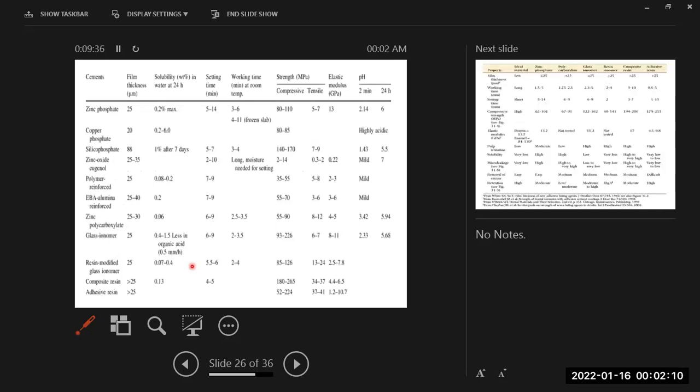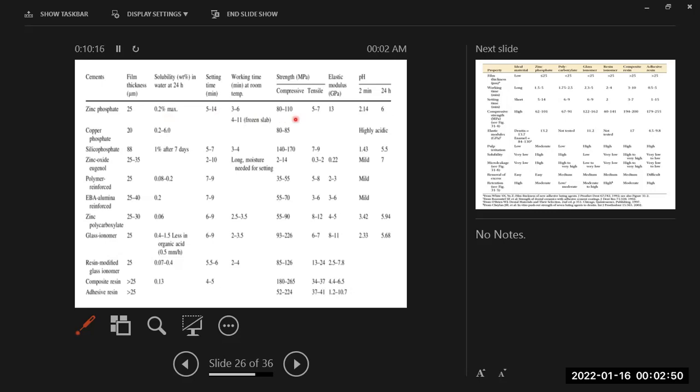So this is a comparative chart which is going to compare the properties of various cements. You can see here film thickness, solubility, setting time, working time, strength in terms of compressive strength and tensile strength, then elastic modulus and pH immediately after placement and 24 hours after placement being discussed for various cements. If you take zinc phosphate, the film thickness is around 25 microns. Solubility is 0.2% max and not more than that. Setting time is around 5 to 14 minutes. The working time is 3 to 6 minutes.